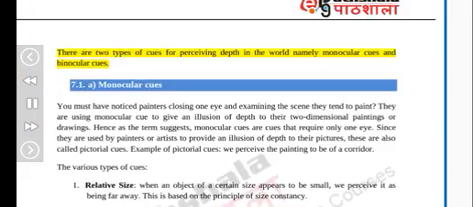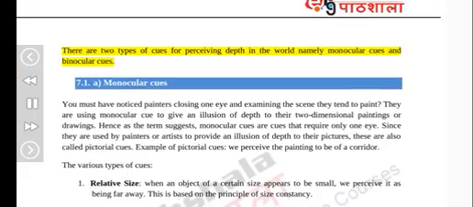There are 2 types of cues for perceiving depth in the world, namely monocular cues and binocular cues. 5.1.1 Monocular cues. You must have noticed painters closing one eye and examining the scene they intend to paint.